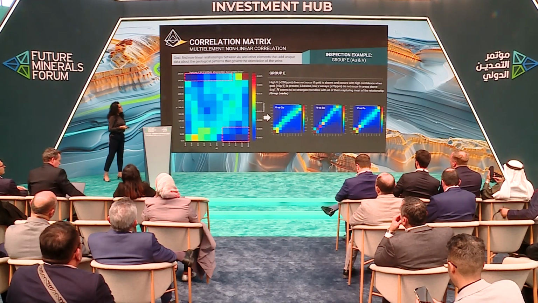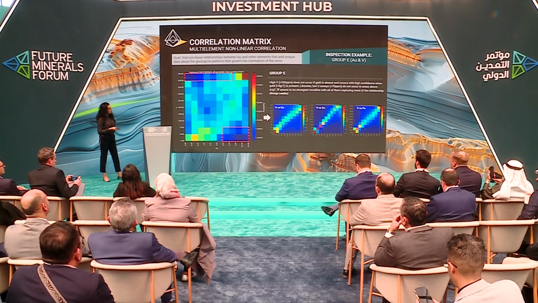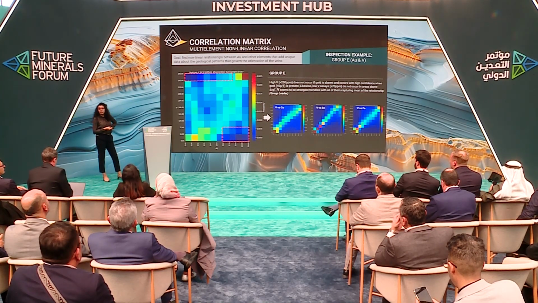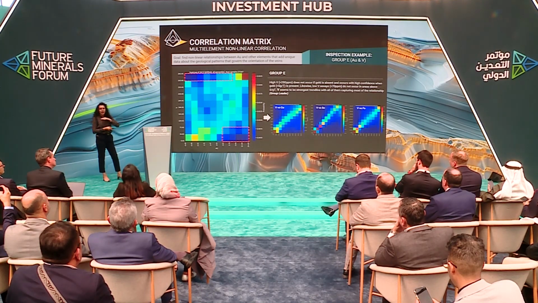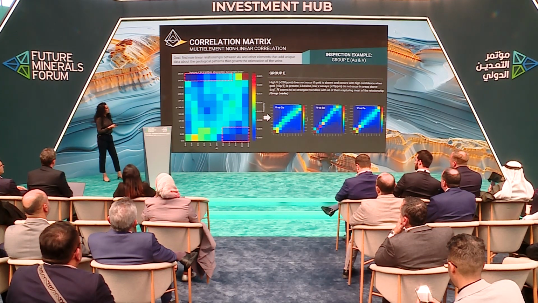In group E, specifically with vanadium, you'll notice that where there is high vanadium, gold does not occur. That is also useful information. So even though you're not necessarily finding gold, you're actually then finding the absence of gold, which will help you with your resource estimate. Same thing here in this particular scenario.